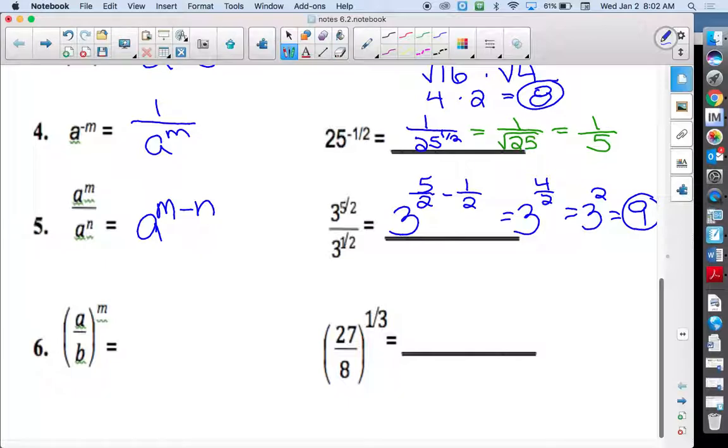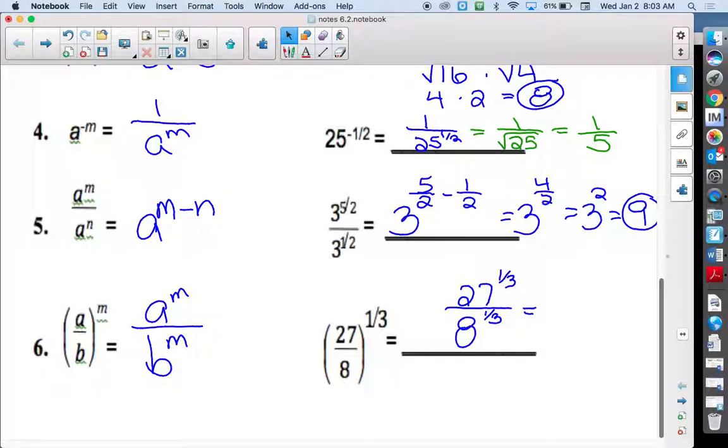And then the last one, number 6, is very similar to number 3, but we have it in fraction form. So that little power of m distributes to both of them. So a to the m divided by b to the m. So that means we have 27 to the 1/3 divided by 8 to the 1/3. So the exponent distributes to both numbers as an exponent.